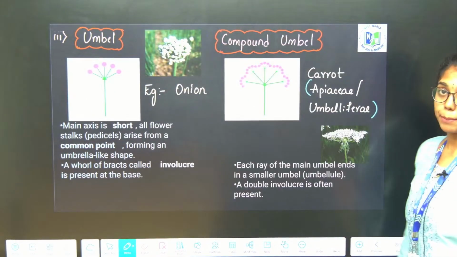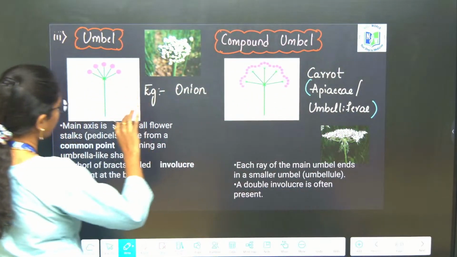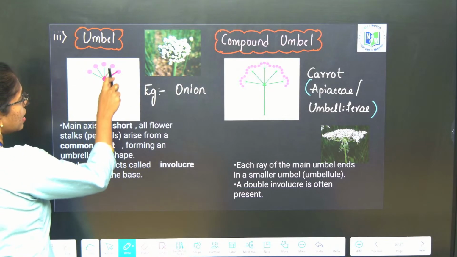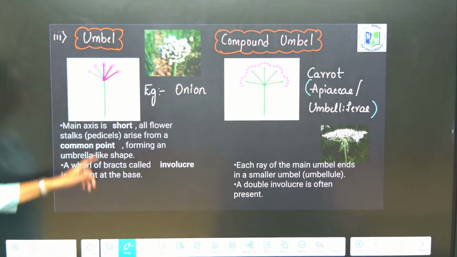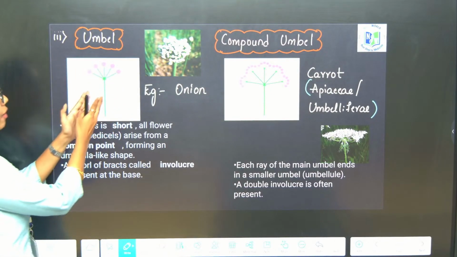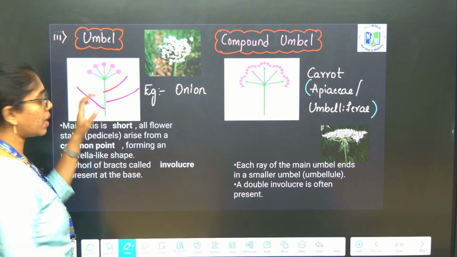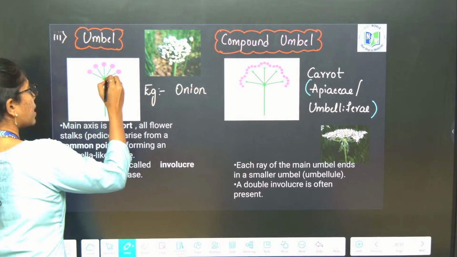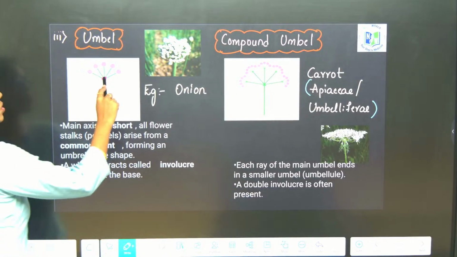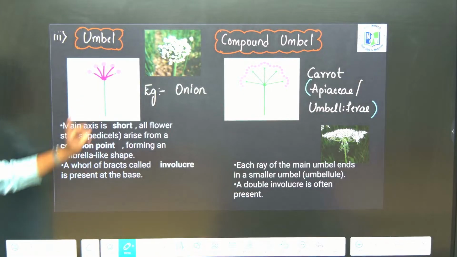Next is umbel. Umbel and compound umbel you see. Here in the umbel type, the main axis is short. All flowers are stalked at the same point, that is, pedicels arise from a common point. Unlike corymb, where they arise laterally with different lengths of pedicels, in umbel all the pedicels arise at one point. They form an umbrella-like structure, arising at a common point.